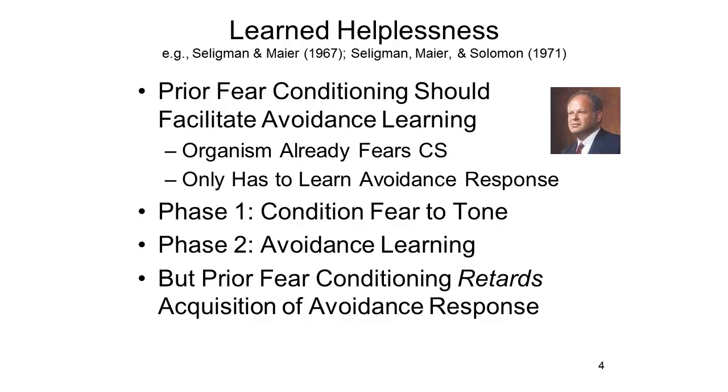In standard avoidance learning experiments, without phase 1, animals learn the avoidance response readily and shuttle back and forth reliably from one section of the box to the other as the tones come on. However, Seligman and his colleagues discovered that in this new situation, with phase 1 inserted before phase 2, avoidance learning was actually retarded. Animals who had already been conditioned to fear the tone were slower to acquire the avoidance response when placed in the shuttle box.